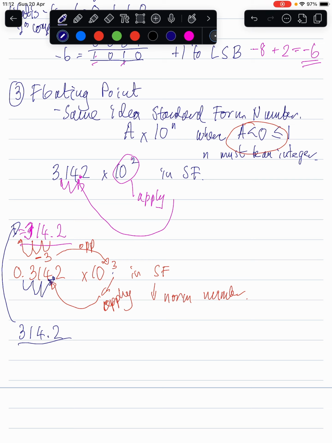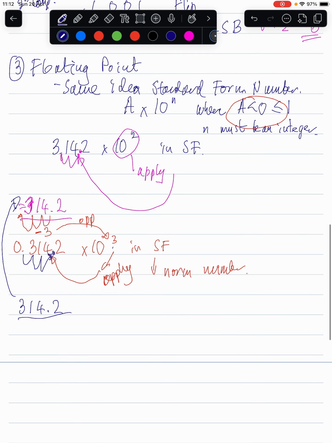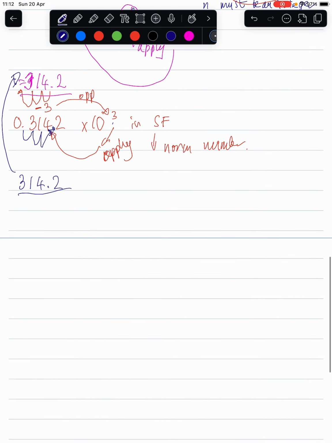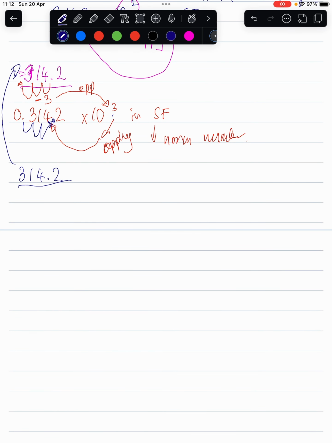Okay, so I just did that to show you that floating point numbers, you actually encountered this concept of normalization in your GCSE maths. Presumably you had to do that. Okay, so some more language.